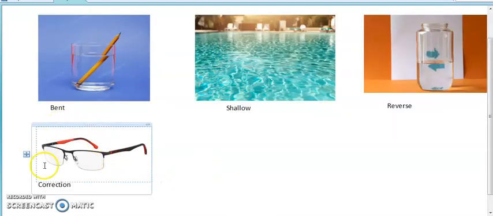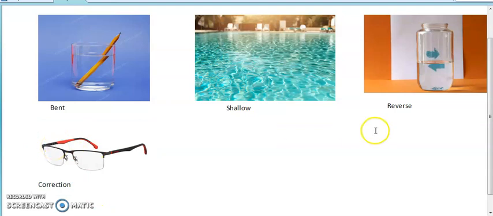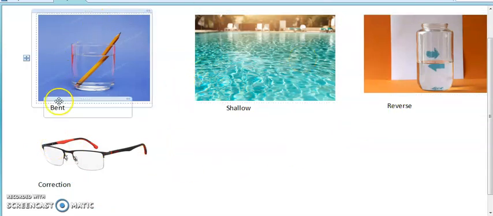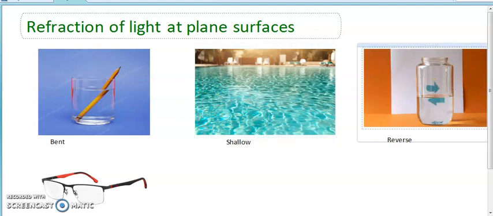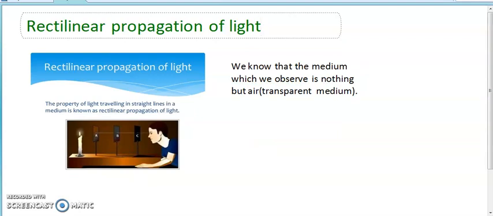And the very last thing, why do we use spectacles for the correction of our eyesight? So, what is the common factor that is involved in all the examples that we have covered so far? Yes, of course, it is nothing other than refraction, right? Yes. So, before going to know what refraction is, let us learn about one interesting topic, that is the rectilinear propagation of light.